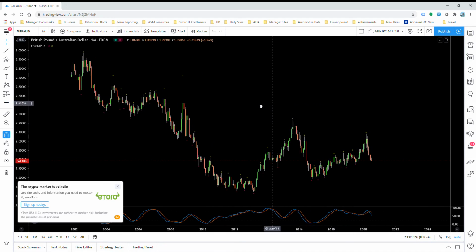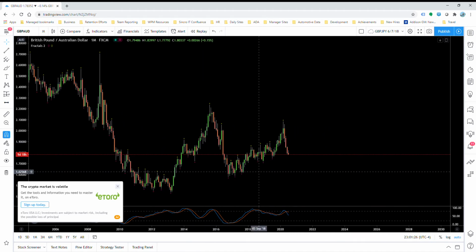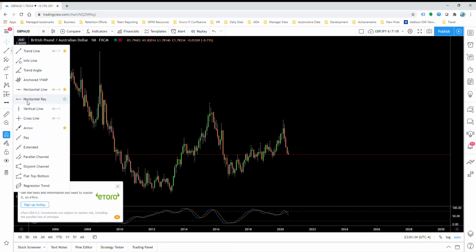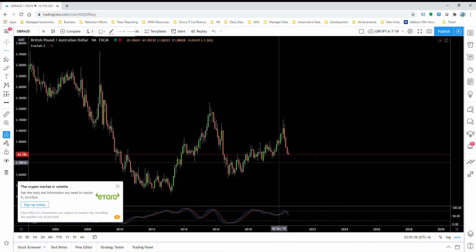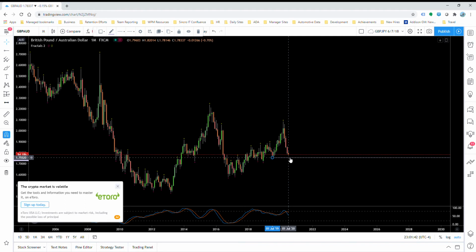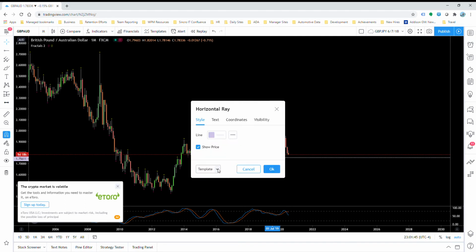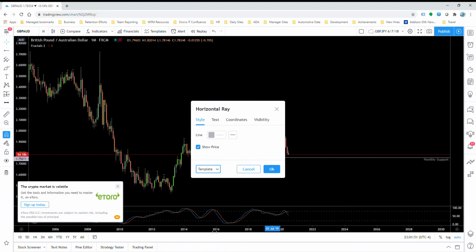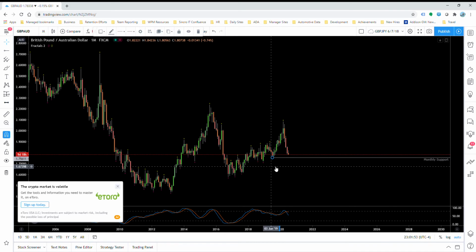So what I do first is really just look for support and resistance in the most recent time frame, starting on the monthly. So look for areas of support, which we have an area right here, and I use the ray just because it keeps things clean, and also have the template set up so I don't have to go back and add in all of my labels each time.